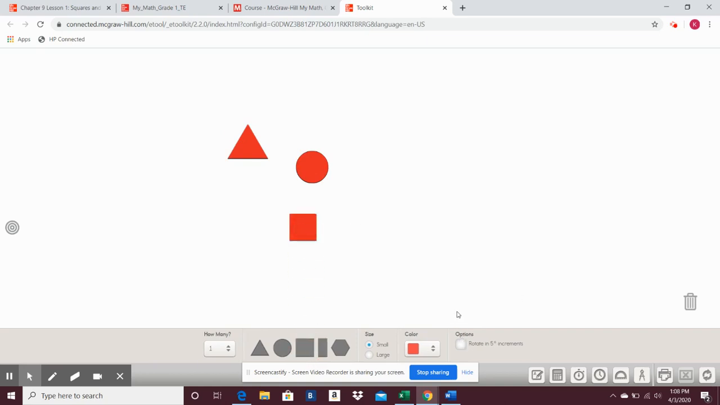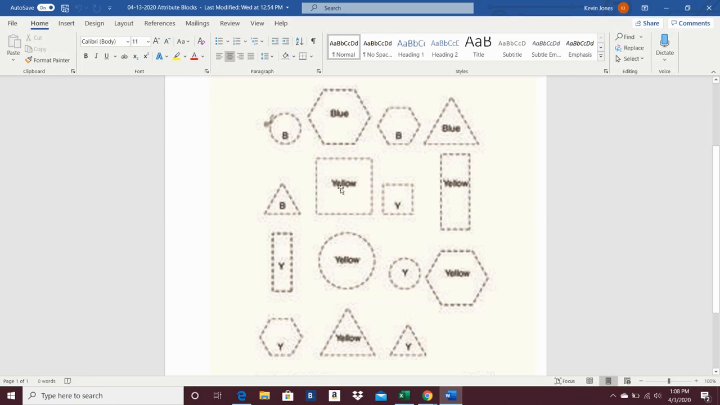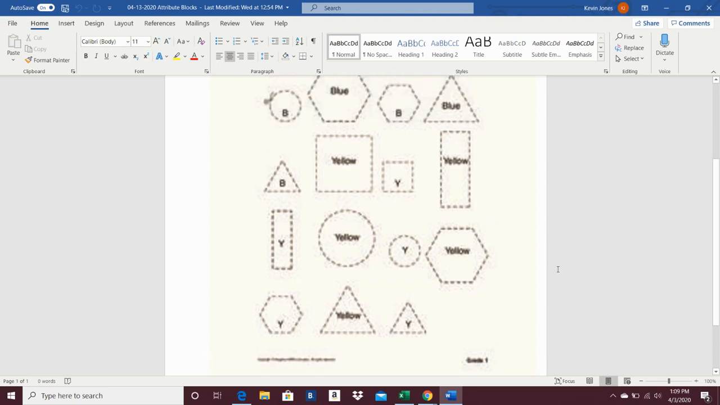Okay, now in RenWeb, your parents can find this document. I know it's blurry, but it's the best I could find in a pinch. So you can print these out, color them according to what they say. You know, this circle would be blue, this triangle would be blue, this rectangle would be yellow, and cut them out. And there you would have your own set of attribute blocks.